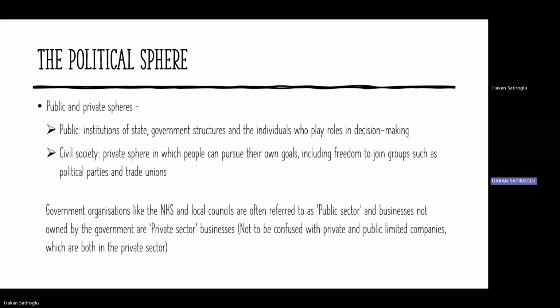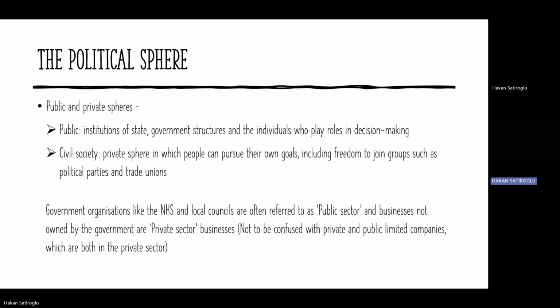Please don't confuse public sector and private sector businesses. Many of you might confuse public sector bodies like the NHS and councils with public limited companies. This slide is to clear that up. It also sets the stage for a discussion on privatization, maybe, because governments try to reduce their impact on the economy in the name of giving liberalism to economies.